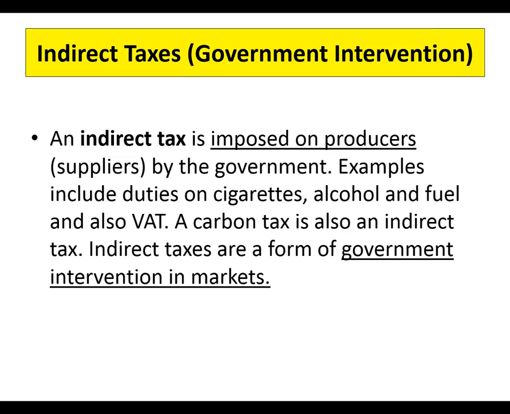Some examples of indirect taxes placed on certain goods would include duties on cigarettes, alcohol and fuel, and also VAT. Now, VAT stands for value added tax. It's different from a unit tax. Value added tax is often referred to as an ad valorem tax, which is Latin for value added. VAT is a percentage of the value of the good. A carbon tax is also an indirect tax.